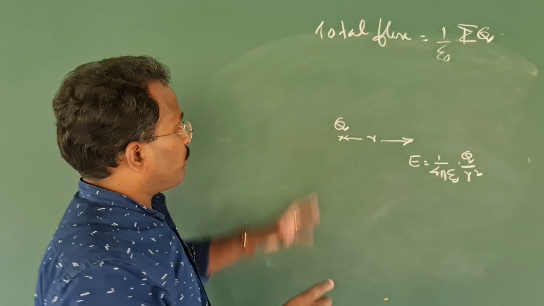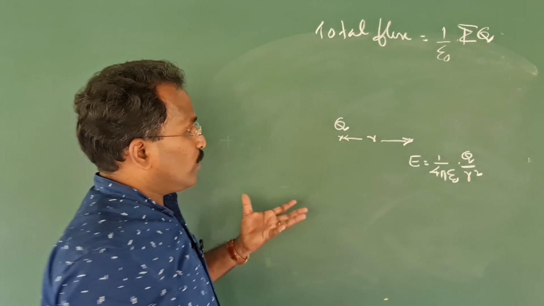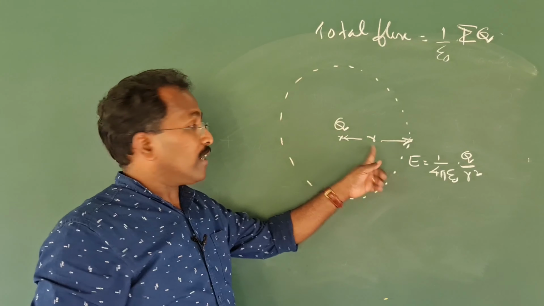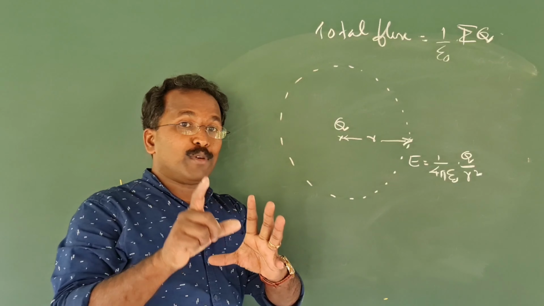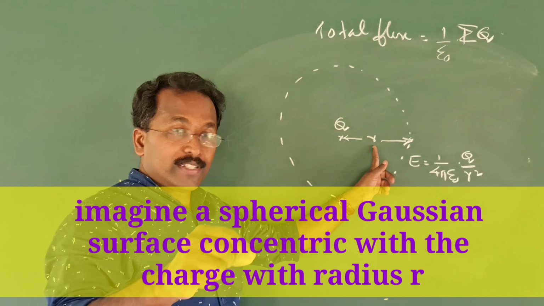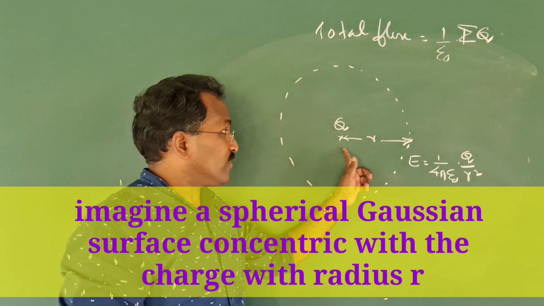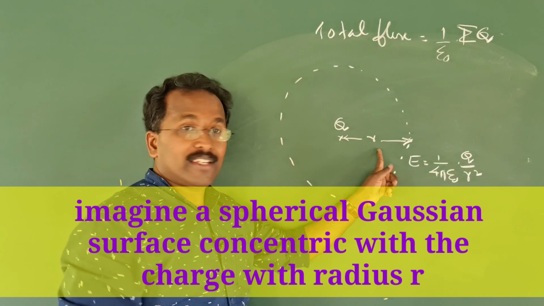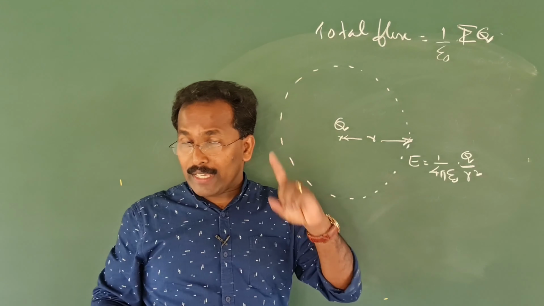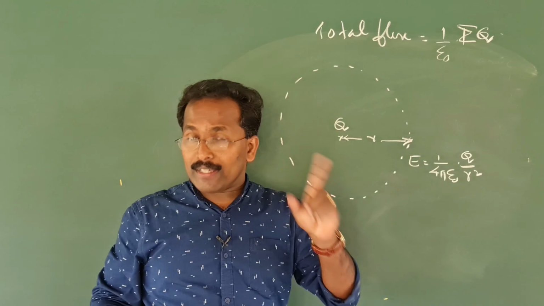Now what you have to do is, for proving Gauss theorem, you have to imagine a surface. So I imagine this surface, a spherical surface with the radius r with the charge at the center. So in the exam, how do we write? Imagine a spherical Gaussian surface concentric with the charge with radius r. Study that. No, the thing is, you need not study these things by heart. If you remember such things are important, you will tend to notice such things and tend to write it correctly in the exam.